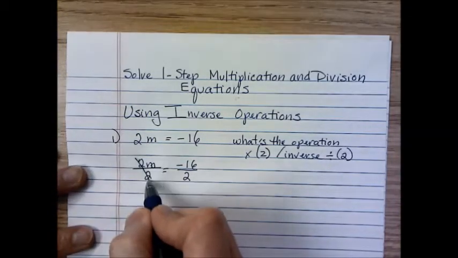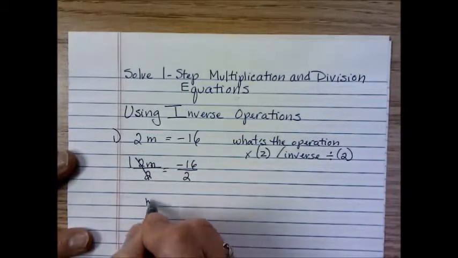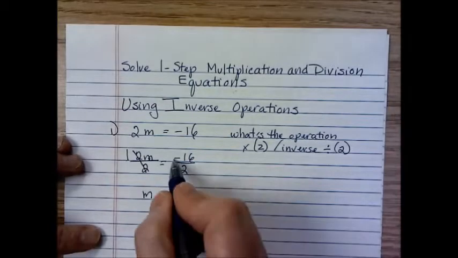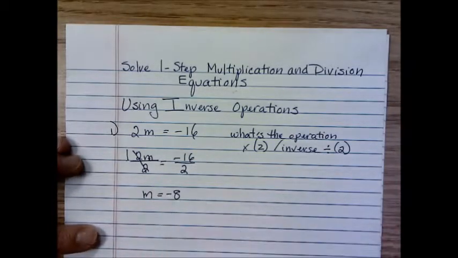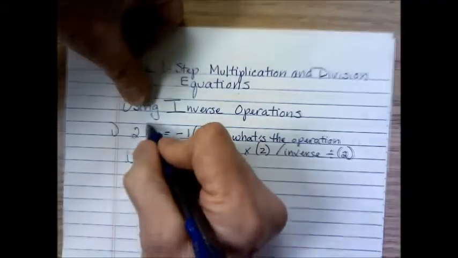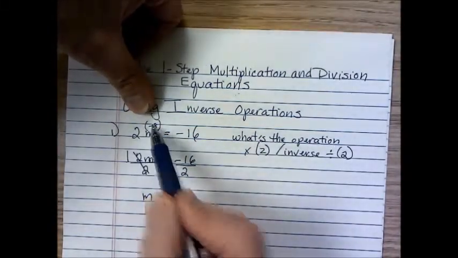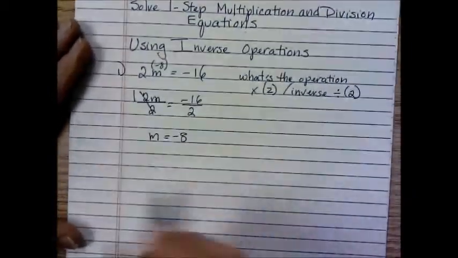So, 2 divided by 2 is just a 1, and 1 times m is m. And look how we've isolated that variable all by itself. Negative 16 divided by 2 equals negative 8. So let's check. If we substitute negative 8 up here for the variable, 2 times negative 8, does it equal negative 16? Yes. Let's try another one.